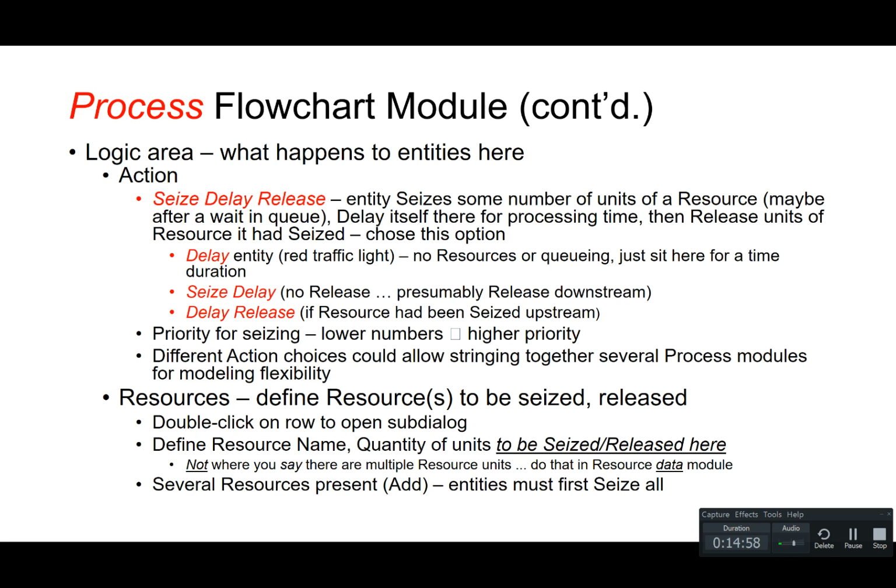The priority for seizing would be the lower numbers. So the lower the number, the higher priority for seizing. Different action choices could allow stringing together several process modules for modeling flexibility.